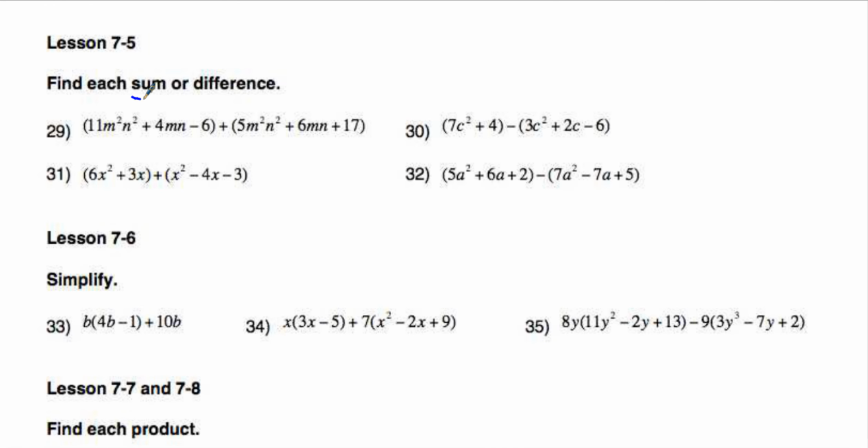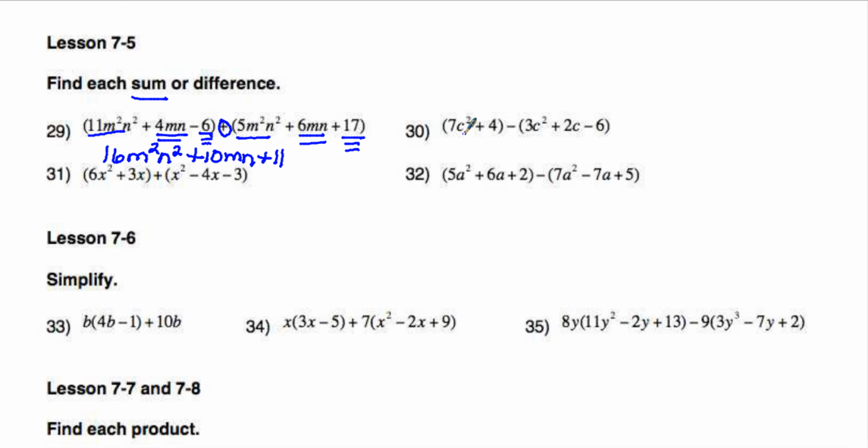You're finding each sum or difference. Remember, if there is a plus sign in between my trinomials, binomials, monomials, whatever it is, they're being added. We are not multiplying, so you're just looking for like terms. So these are like terms. My MN is a like term. Let me put lines under that. And then I've got 3 lines under my constants. So I have 11 plus 5 m squared n squared, so that's 16 of those. So 16 m squared n squareds. I've got 4mn plus 6mn, so that's 10mn. And then negative 6 plus 17 is plus 11.